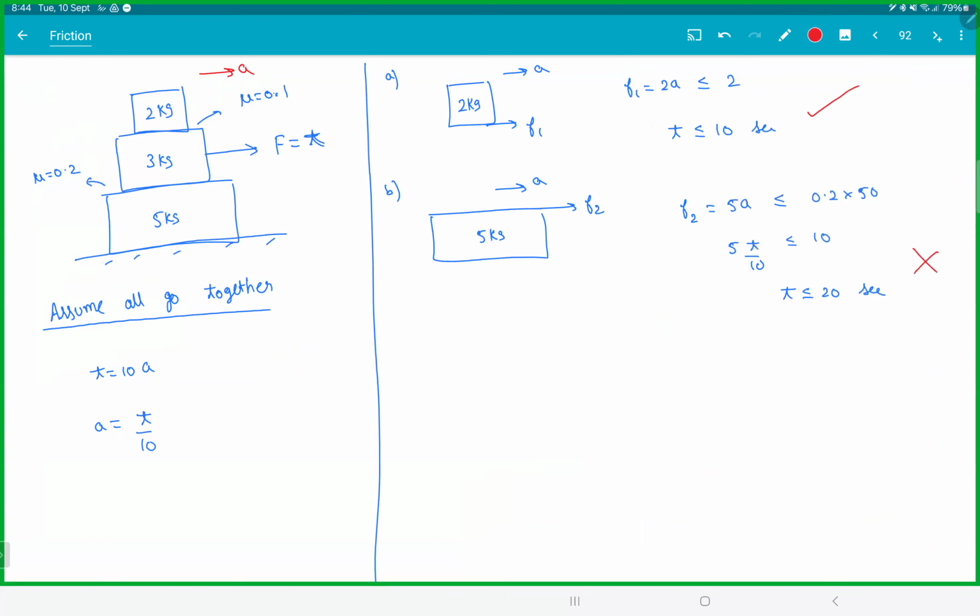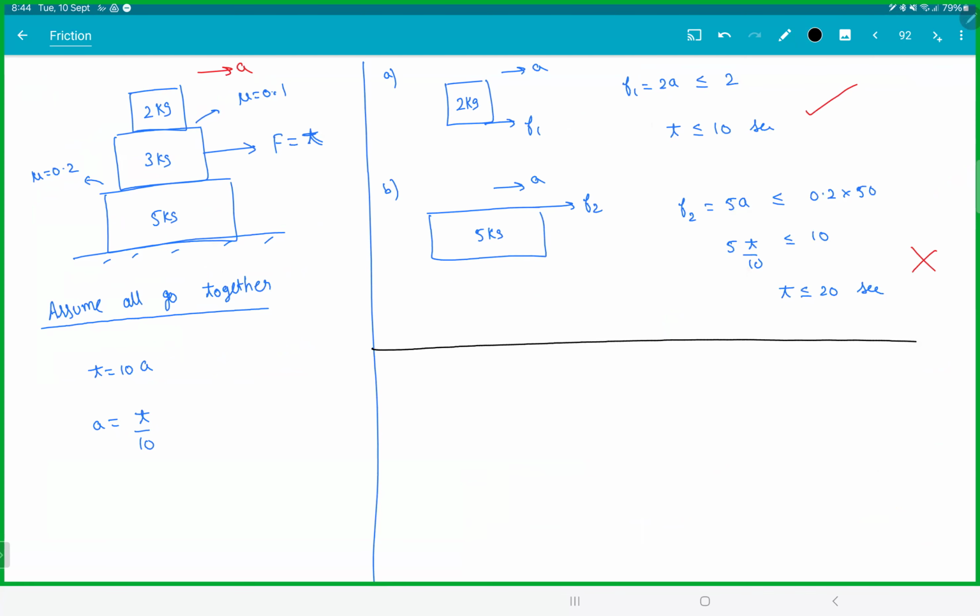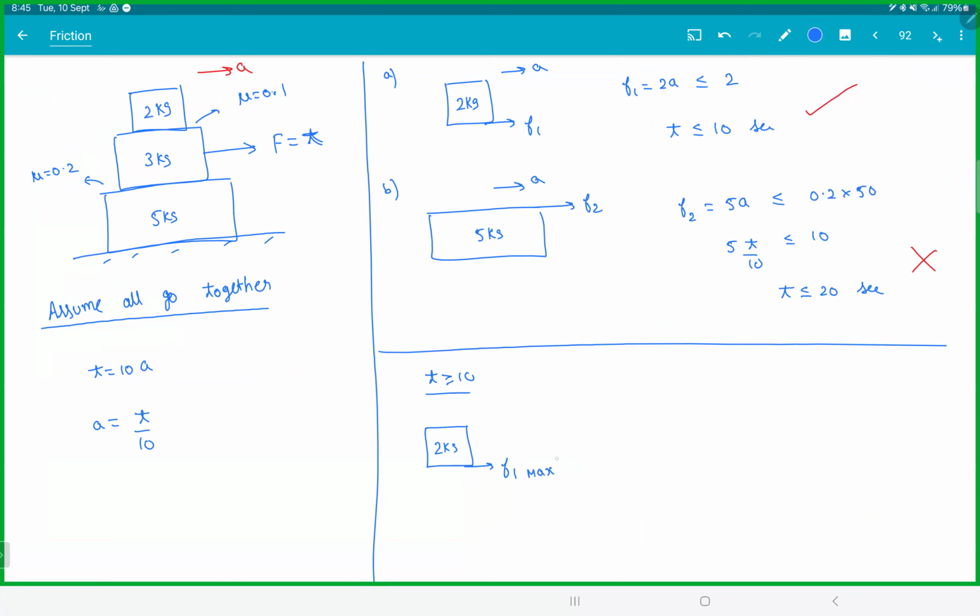This is gone, this is right. Then this part is done. So up to 10 seconds, everyone is going together. For t greater than 10 seconds, so far it is looking exactly the same. This will be F1 max, that is 2 newtons, and this is the acceleration of the 2 kg, 1 meter per second square.